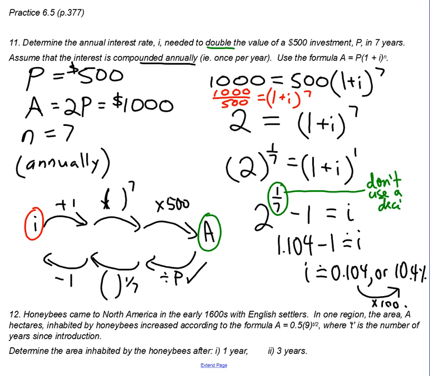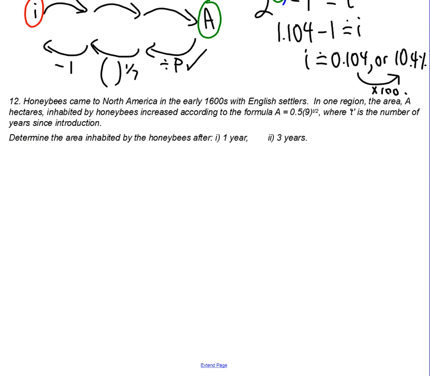Just use 1/7, use a fraction button, use your brackets, and make sure you're actually covering that whole fraction as you apply the exponent. Number 12. Let's look at this one next.